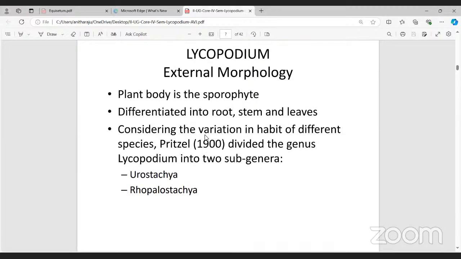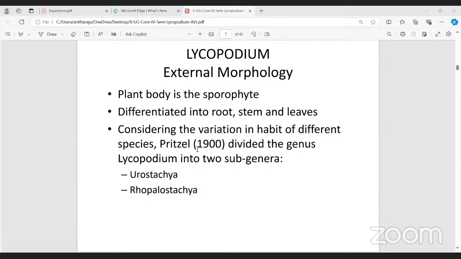And external morphology. The plant body belongs to, hello? Main plant body. Yes, sir. Plant body is a sporophyte. Right. Plant body, sporophyte. And this sporophyte differentiated into? Three parts. Right. What are those? Uh, Root, stem, leaves. Right.